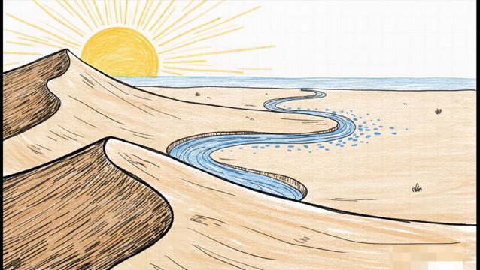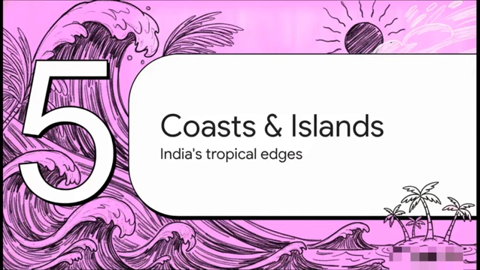And honestly, here's an amazing fact for your memory. It is so dry out there that the Luni River doesn't even make it to the Arabian Sea. The water literally just evaporates and sinks straight into the desert sand before it ever reaches the coast. Wild, right? Section 5. Coasts and Island Groups.